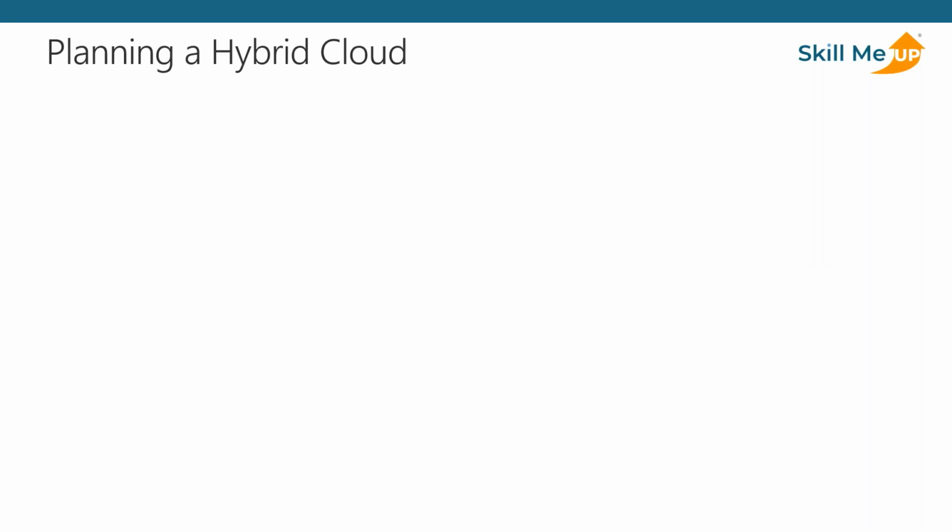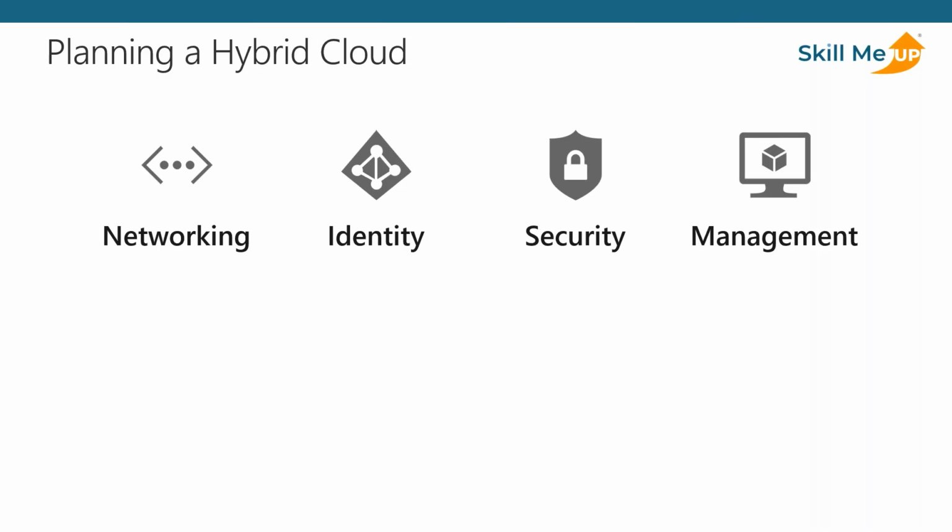Now, of course, when we start to plan a hybrid cloud, there are 4 key areas that need to be addressed. The first one is networking, then identity, and then security, and then management. Networking for hybrid cloud scenarios includes the connectivity to the Microsoft Cloud platforms and services, and also the bandwidth that needs to be available during peak loads.